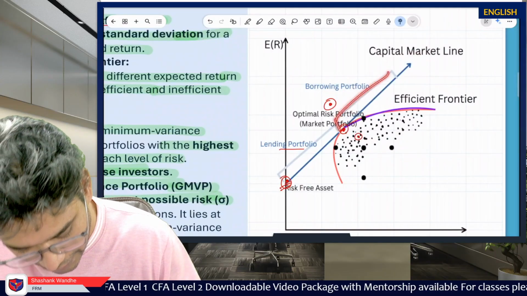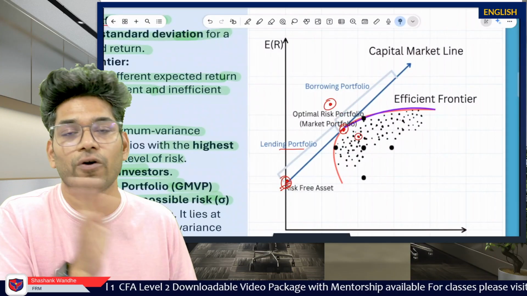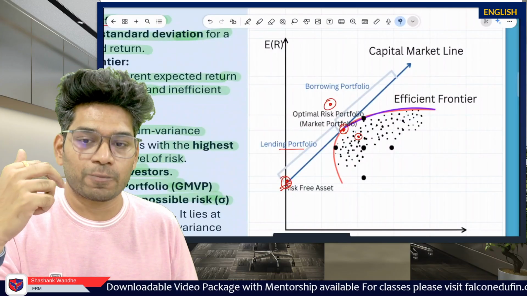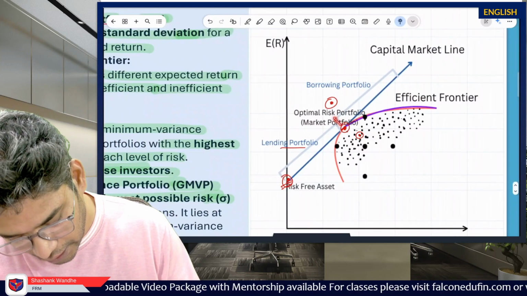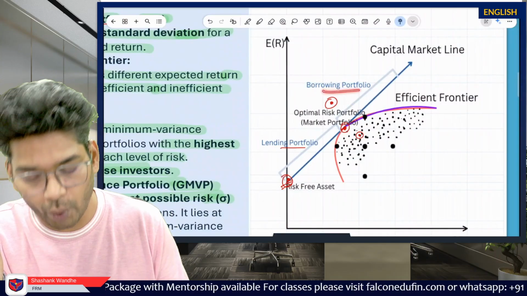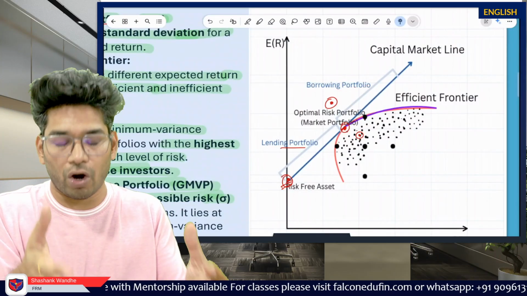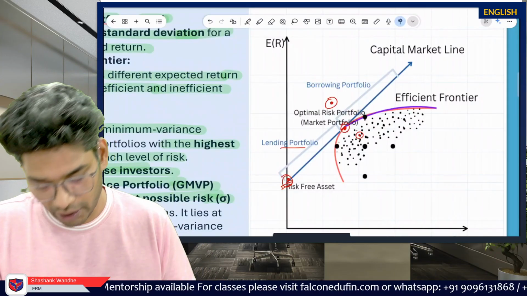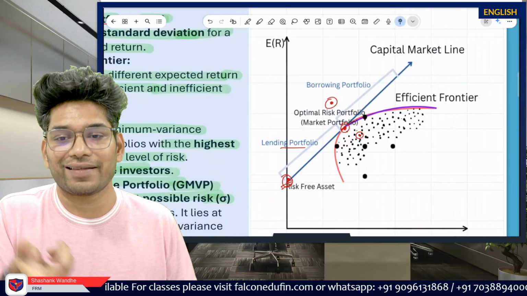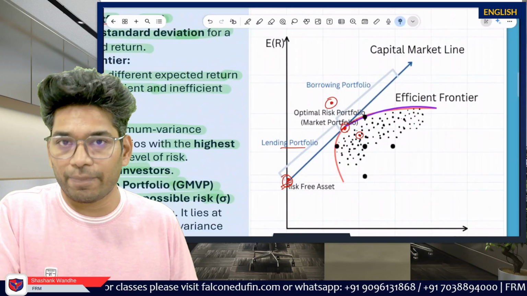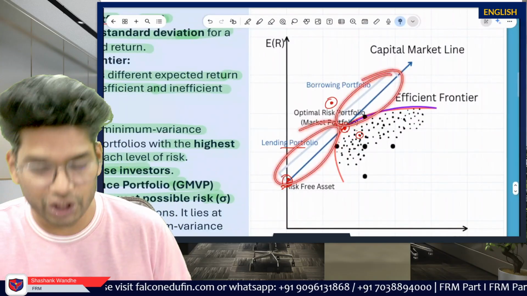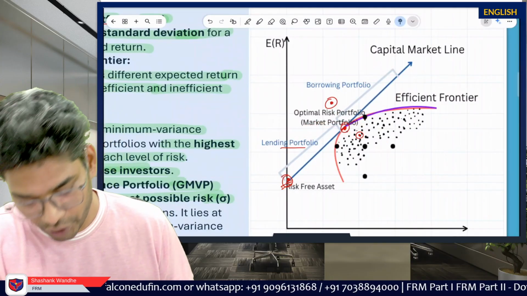This particular region is the lending portfolio, below the tangency on the capital market line. The capital market line's portion above this tangency portfolio is the borrowing portfolio, because you are borrowing at the risk-free rate and then investing. This region is known as a lending portfolio because you are investing some portion of the assets in the risk-free asset. When you are making the deposit, it's kind of a lending. That's why we call this a lending portfolio. So this region is the lending portfolio, and this region is the borrowing portfolio region.